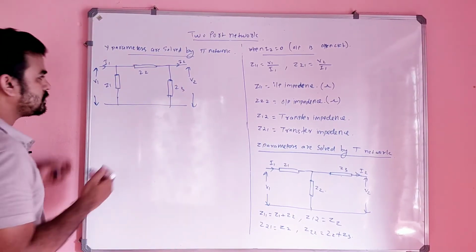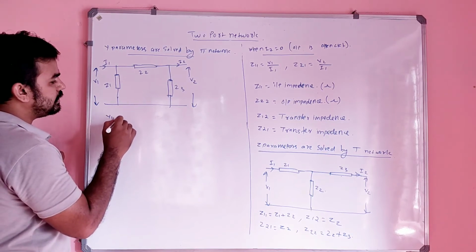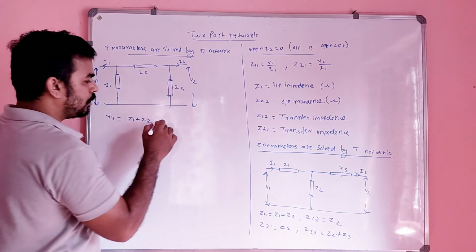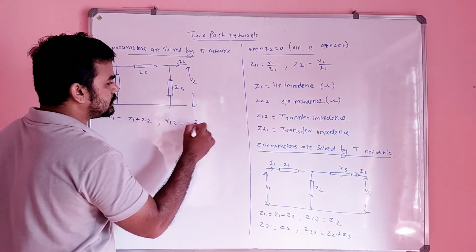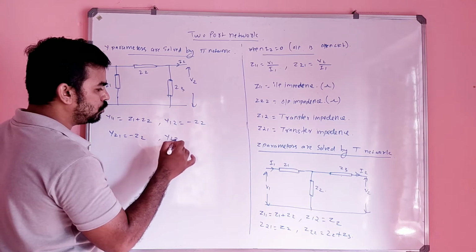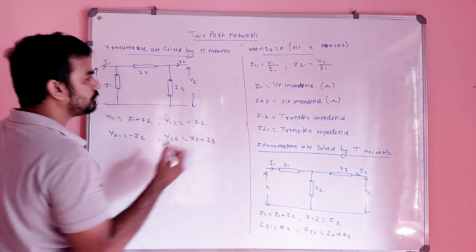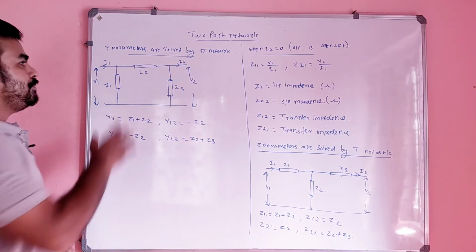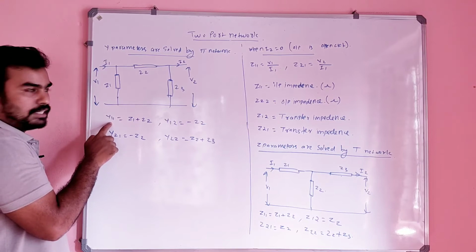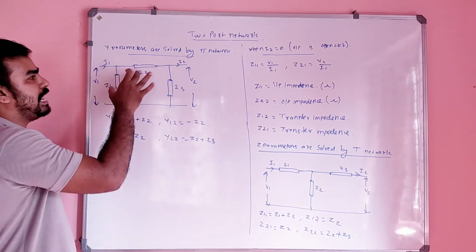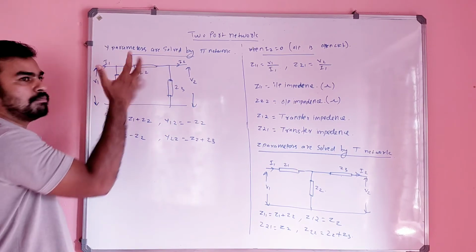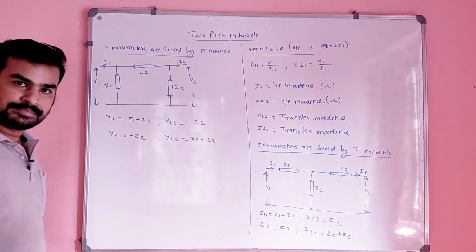That means Y11 is nothing but Z1 plus Z2. Y12 is nothing but minus Z2. Y21 is nothing but minus Z2, and Y22 is nothing but Z2 plus Z3. Bus. If you have a pi network in your hand, then it is very easy to find the Y parameter from that pi network. Y11 is simply adding these two, Y22 simply adding these two, Y12 minus of this, Y21 minus of this. Bus. That's all.